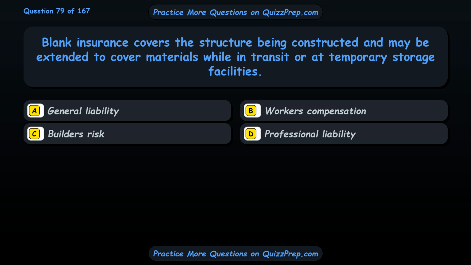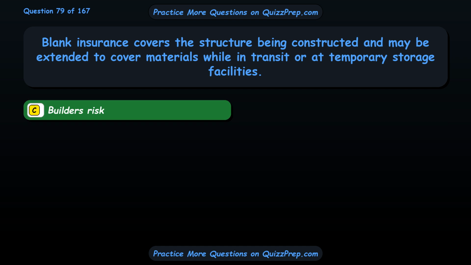Question 79. Blank insurance covers the structure being constructed and may be extended to cover materials while in transit or at temporary storage facilities. Option A, general liability. Option B, workers' compensation. Option C, builder's risk. Option D, professional liability. The correct answer is option C, builder's risk.